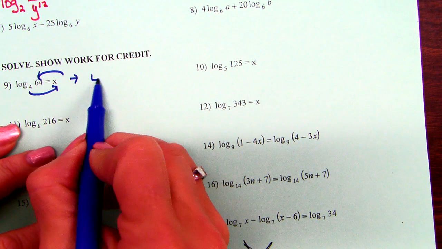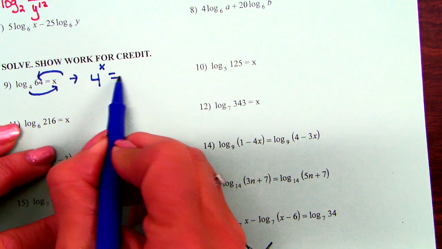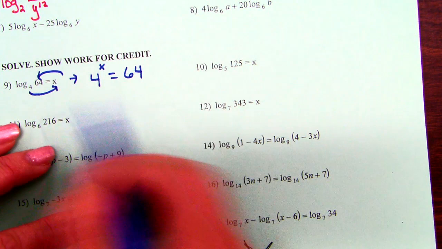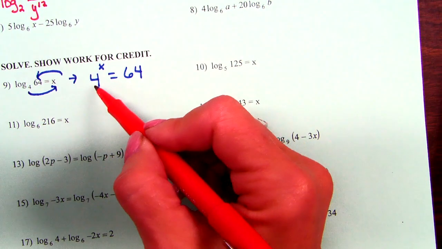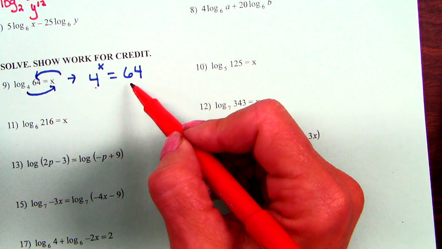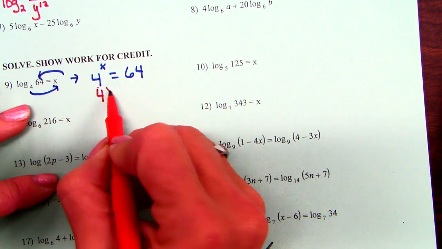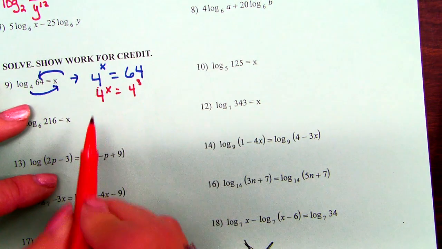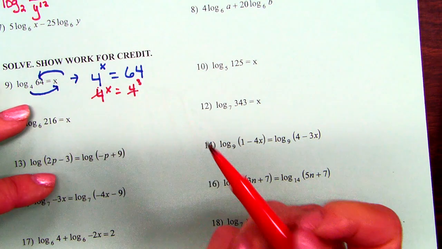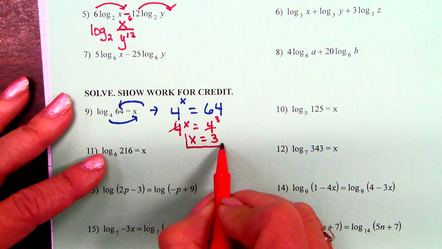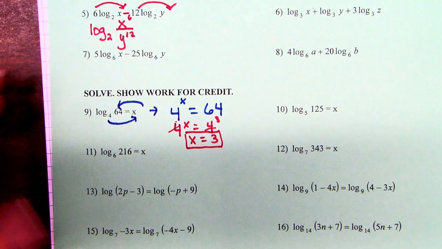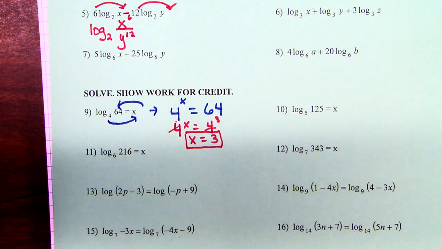So I would get 4 to the power of x equals 64. And then what you're looking for is like what? What's the word I would say there? Bases, right, Sarah? And 4 is just 4, and 64 is 4 to the 3rd. Good job, guys. Once your bases are the same, then you can set your exponents equal to each other. So that would be x equals 3. Okay, so that's when there's one log on one of the sides.